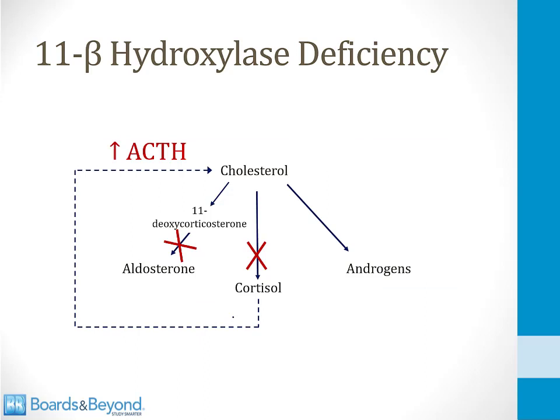Next, let's talk about 11-beta hydroxylase deficiency. So children who are born deficient in this enzyme cannot make cortisol, just like all forms of congenital adrenal hyperplasia. They also cannot make aldosterone. However, they can make a substance called 11-deoxycorticosterone. This is an intermediate in aldosterone synthesis, and it has weak mineralocorticoid effects. For that reason, children who have this condition, even though they can't make aldosterone, will have a buildup of 11-deoxycorticosterone, and that will lead to an excess of mineralocorticoid effects. And then finally, these children overproduce androgens because they are unable to make cortisol and aldosterone normally.